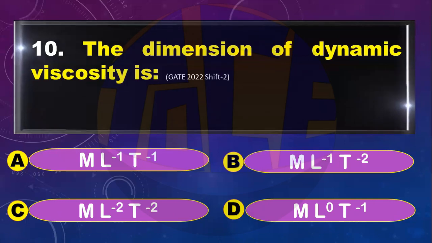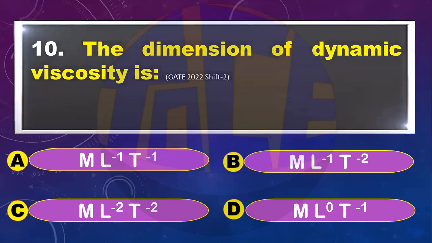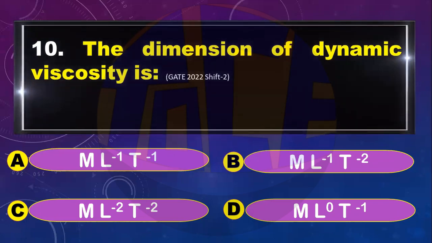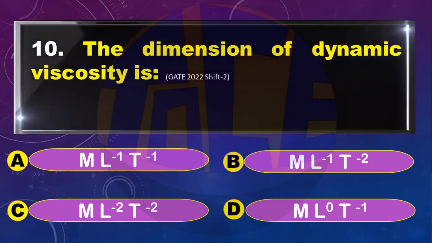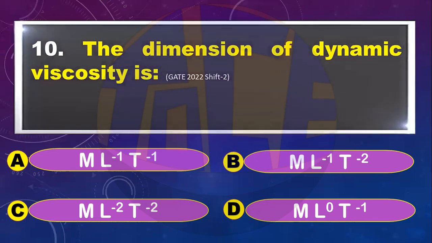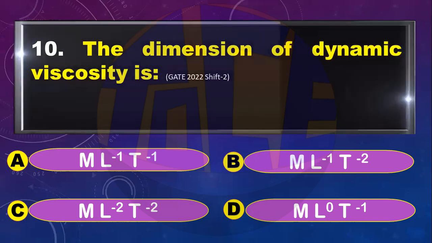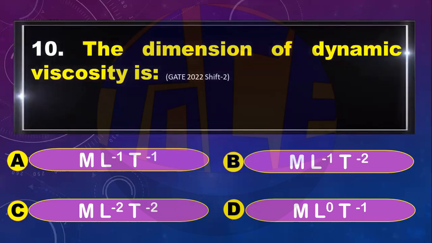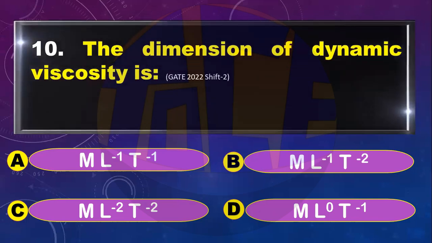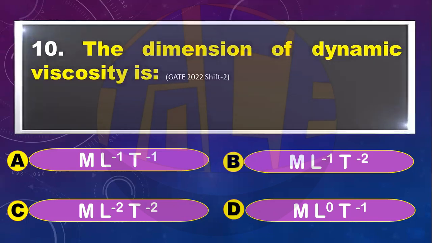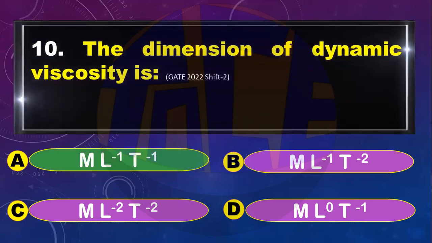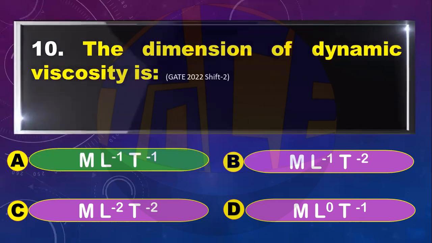Question number 10, the dimension of dynamic viscosity is? Option A, M L to the power of minus 1 T to the power of minus 1; B, M L to the power of minus 1 T to the power of minus 2; option C, M L to the power of minus 2 T to the power of minus 2; option D, M L to the power of 0 T to the power of minus 1. The correct option is option A, M L to the power of minus 1 T to the power of minus 1.